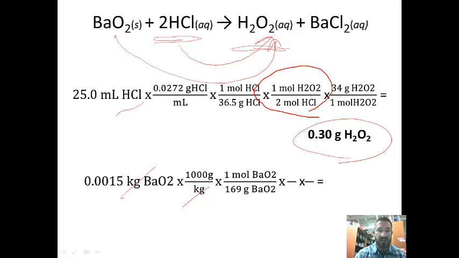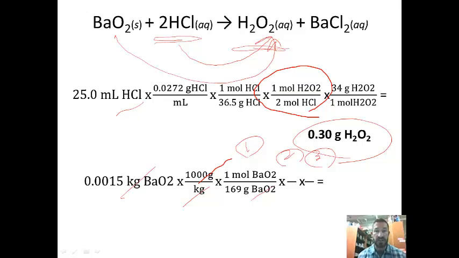So now we've got grams of barium peroxide. We want to change that to moles, so this is really step 1. Then we have step 2, we're using the mole ratio. In step 3, we change moles of unknown to grams. So those steps are exactly the same. So then I have grams of barium peroxide. I want to change that to moles.